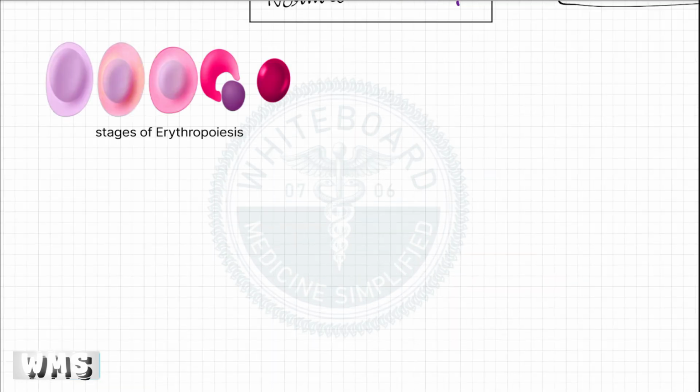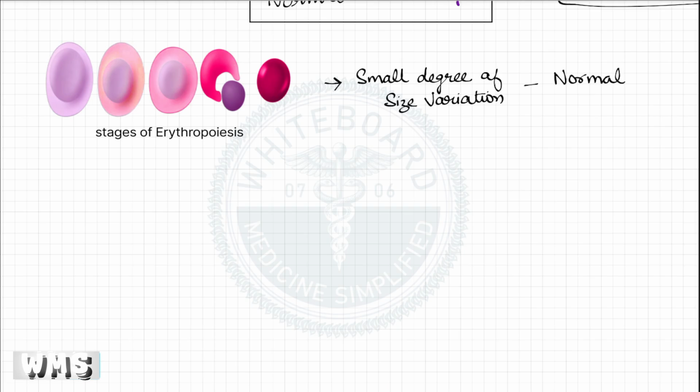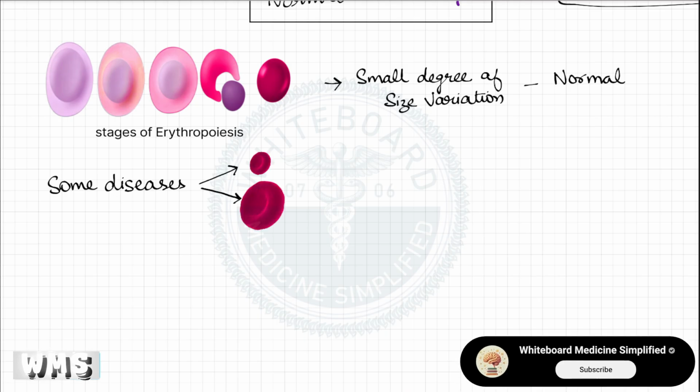These are the different stages of erythropoiesis. During erythropoiesis, RBCs pass through multiple developmental stages. So a small degree of size variation in the bloodstream is normal. However, in many diseases, RBCs may become unusually small or unusually large.